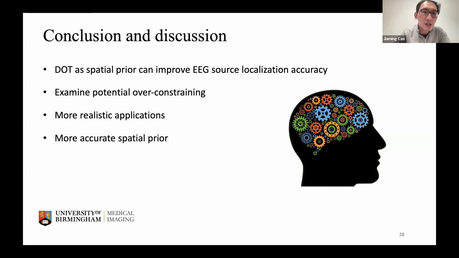And of course, this is one control experiment in our lab, and that is successful, and we'd like to look into more realistic applications. And of course, another thing we can look at is to have the spatial prior even more accurate.